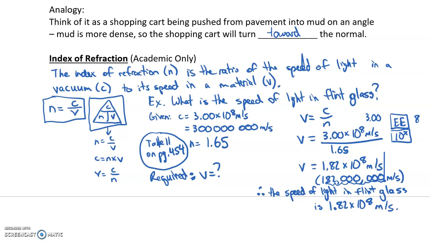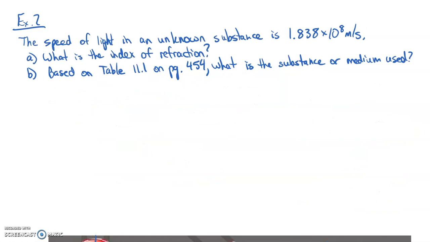Let's do one more example in case you're not quite grasping this concept. So here's a second example. It says the speed of light in an unknown substance is 1.838 times 10 to the 8 meters per second. What is the index of refraction? Now remember that is n, and it changes depending on what the material is. And B says based on table 11.1 on page 454, what's the substance or medium used?